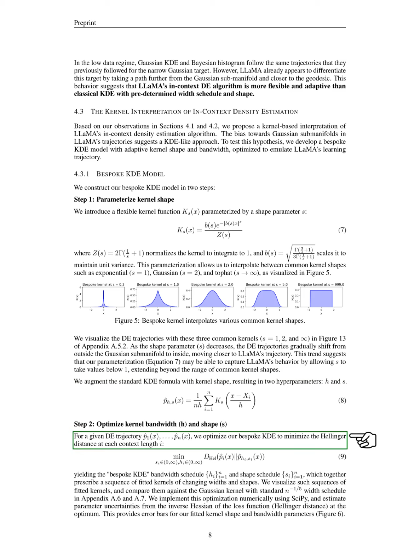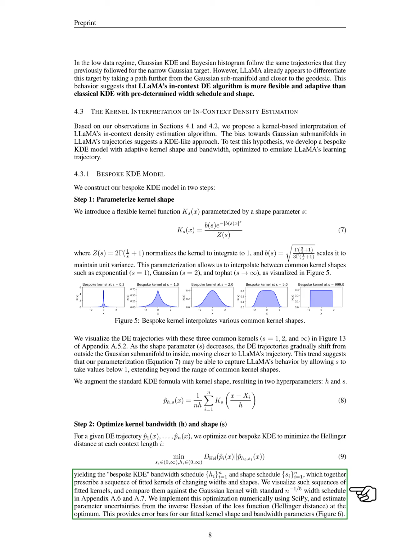In the second step, we optimize the kernel bandwidth and shape for a given density estimation trajectory. We aim to minimize the Hellinger distance at each context length, resulting in a tailored bandwidth and shape schedule that prescribes a series of fitted kernels with varying widths and shapes. We visualize these sequences of fitted kernels and compare them to the Gaussian kernel with a standard width schedule. We implement this optimization numerically and estimate uncertainties for our fitted parameters, providing error bars for the kernel shape and bandwidth parameters.